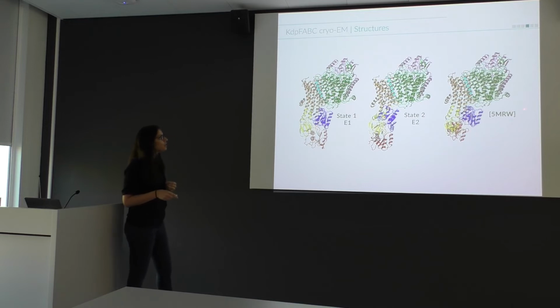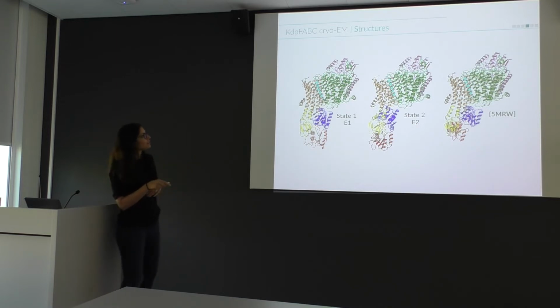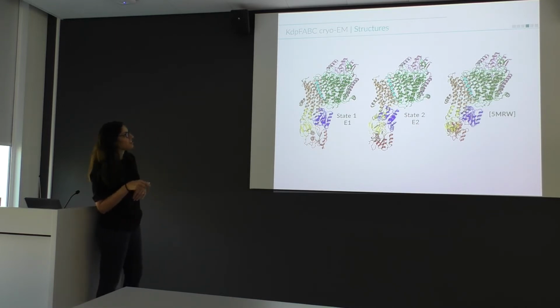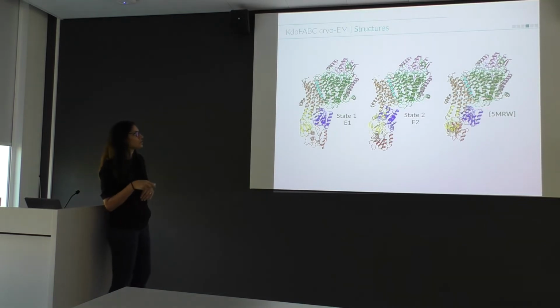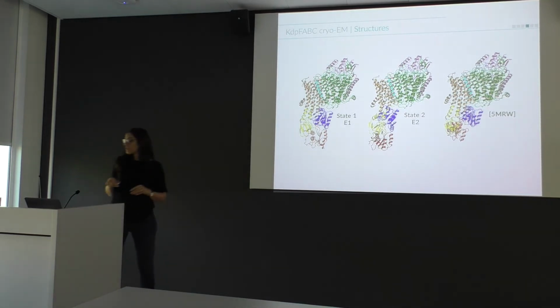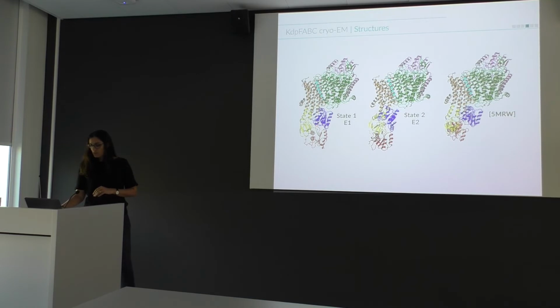2 in E1 state. This I forgot to put here, this is also an E1 state, and one in the E2 state. And you can already see by eye, probably, that nothing seems to change much here, but quite a lot changes here. So we really have captured 3 states of this complex.